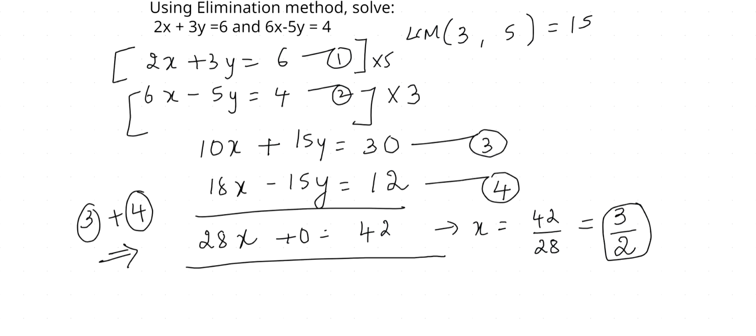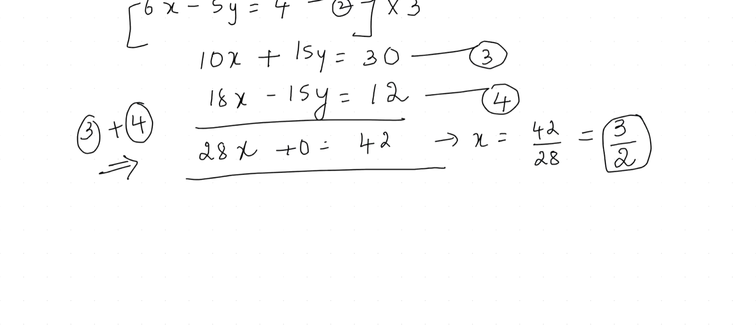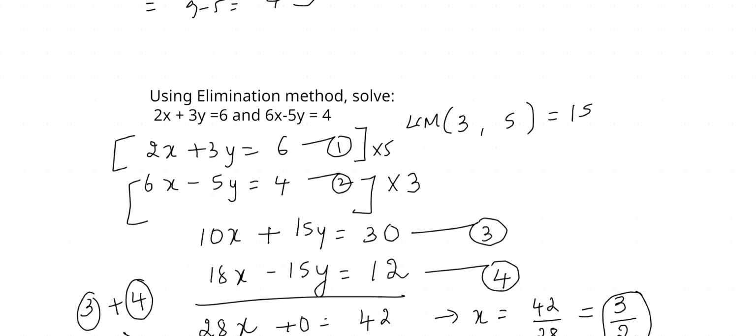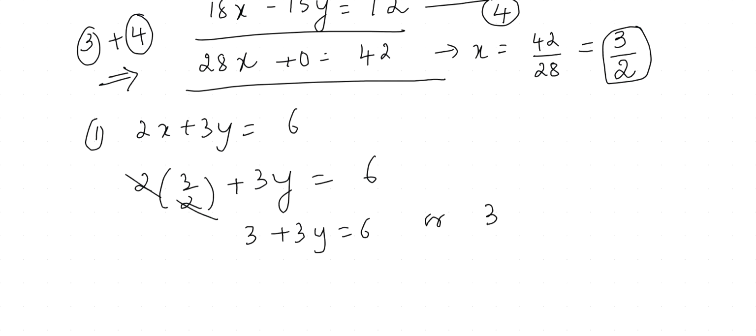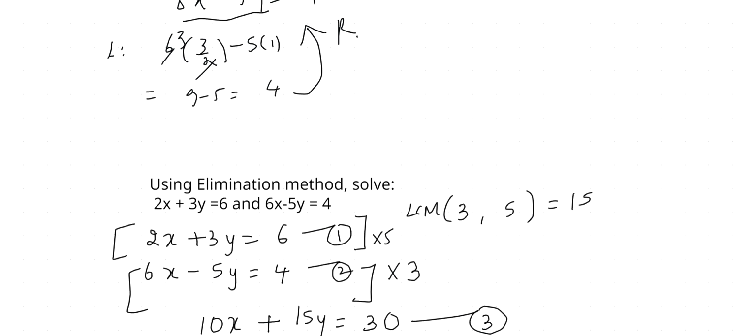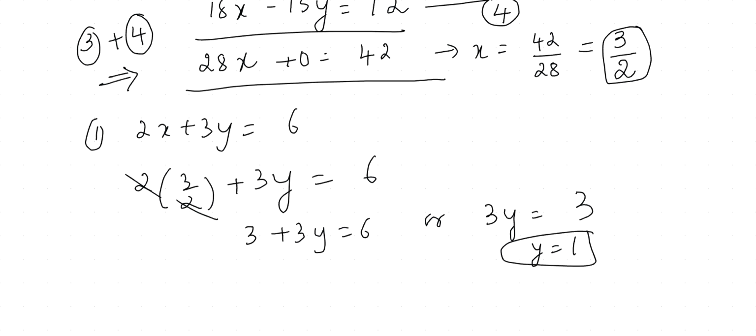And now the choice is yours. Take any of the small equations. I'll take the first equation, that is 2x plus 3y is equal to 6, and you can substitute for x as 3 by 2. You'll get the corresponding value of y. 2 into 3 by 2 plus 3y is equal to 6. 2 and 2 will cancel. 3 plus 3y is equal to 6, or 3y is equal to 6 minus 3, which is 3, or simply y is equal to 1. That's exactly what we got earlier, isn't it? So y is equal to 1 and x is equal to 3 by 2.